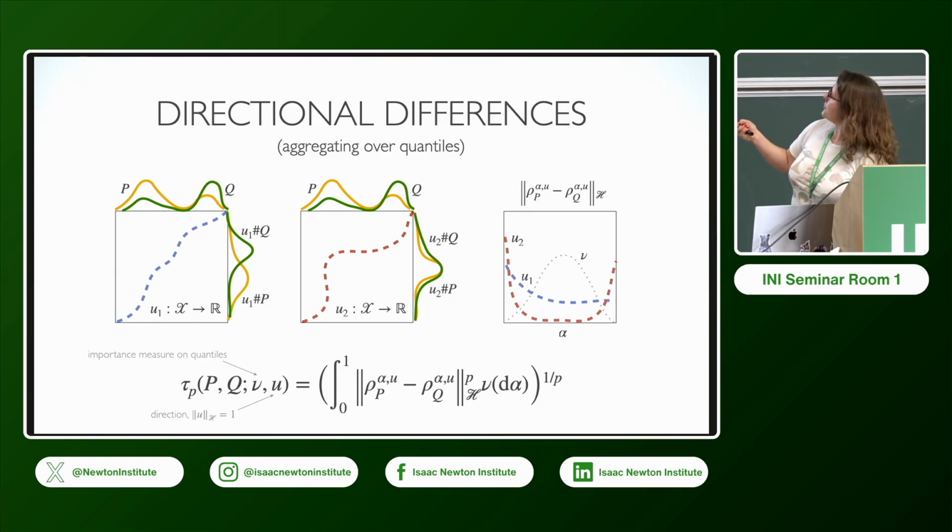And for U2, they might be super different in the tails and look very similar for the quantiles in the middle. And we would be integrating U1 over nu and U2 over nu. So this is an example of what's happening with this directional difference object.